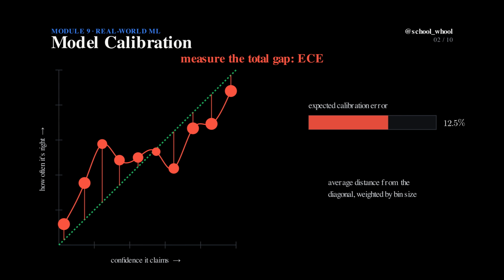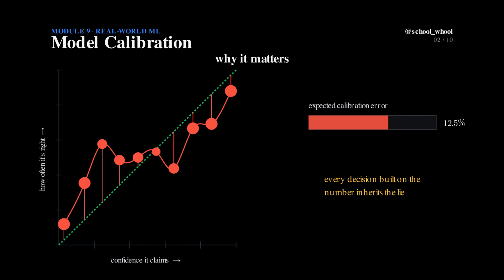Why care? Because every decision we built earlier reads that confidence. A 90 that's really a 70 quietly corrupts the approve, review, and block rule. The lie propagates into every action.